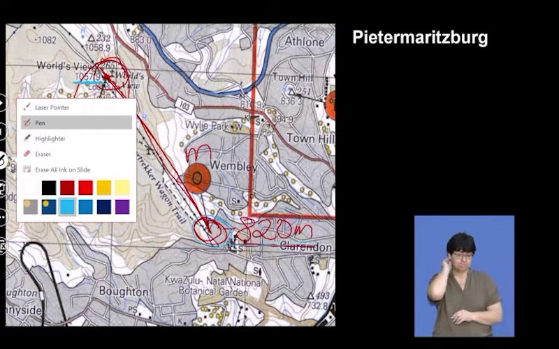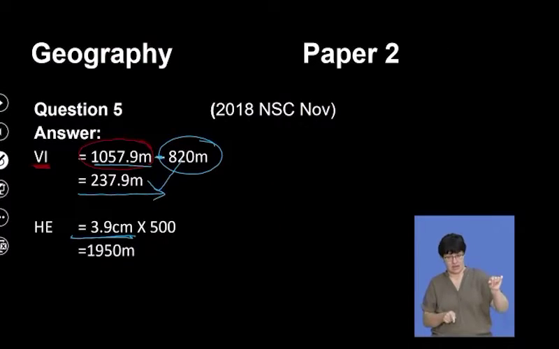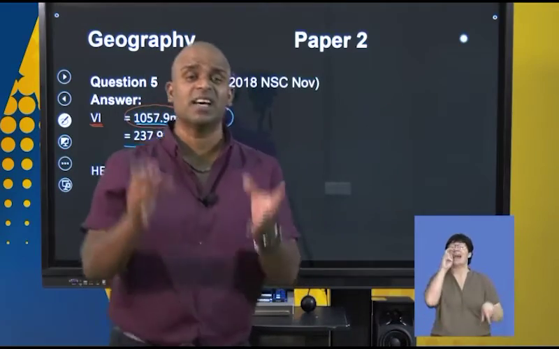When I calculate that distance, it's as follows. I take my ruler and measure from point P to point O. With a ruler, I measure that distance and I get the following, 3.9 centimeters. Why am I multiplying by 500? I need an answer in meters.